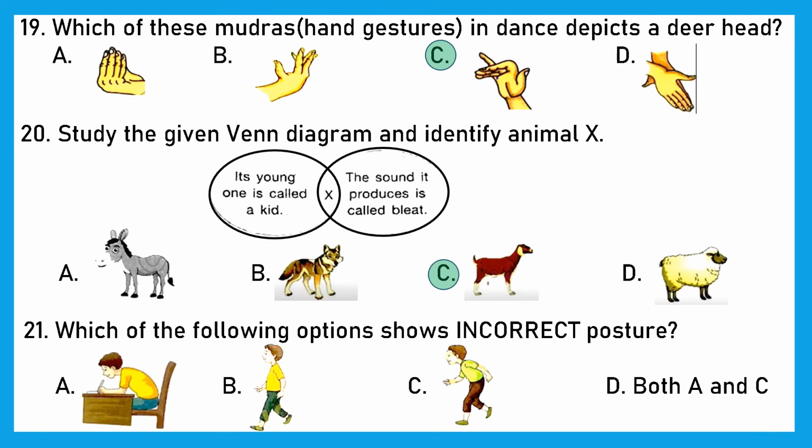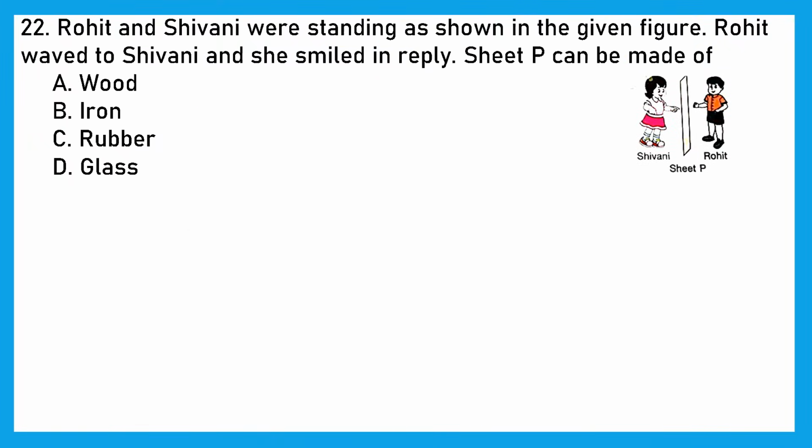Question 21. Which of the following options shows incorrect posture? A, it is incorrect. He is bending too much forward, which is not a right posture. B, it is absolutely correct. Right posture. C, again, he is bending too much forward. It is not right posture. So option D, both A and C are incorrect postures. Option D is the right answer.